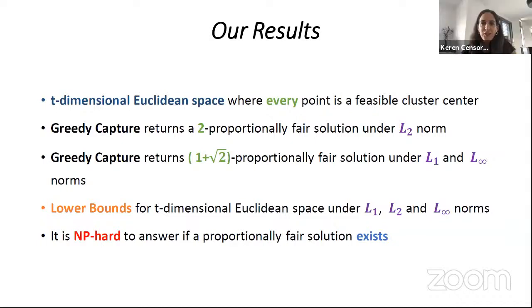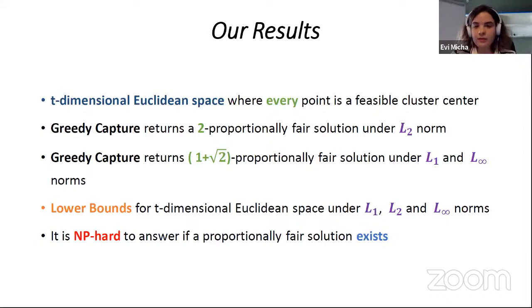Sorry, I'm muted. There's a question in the chat. Does the problem simplify much if we constrain the feasible cluster centers to some smaller subset of points in Euclidean space? I'm not sure I understand: is the question whether we constrain the sizes of the clusters, or whether we can constrain the feasible cluster centers to some smaller subset of points?